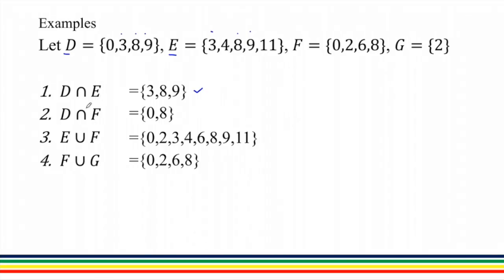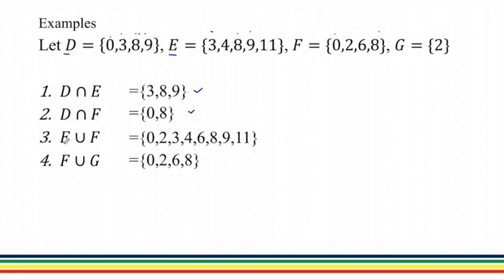How about the intersection of D and F? So we have 0 and 8. So this is the intersection of D and F. The elements that are present in both sets, that's the intersection.